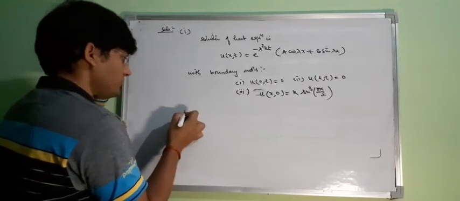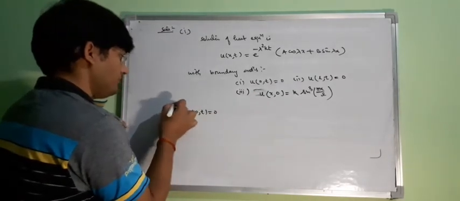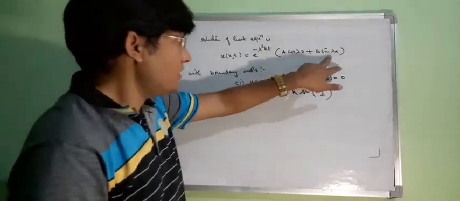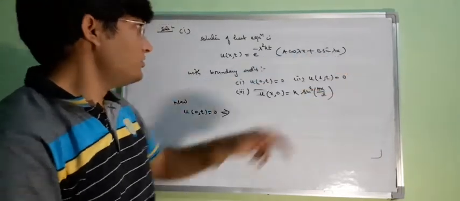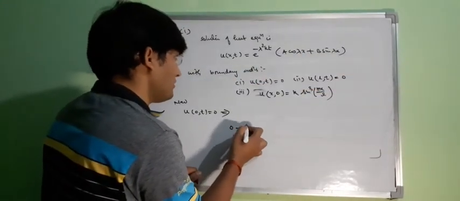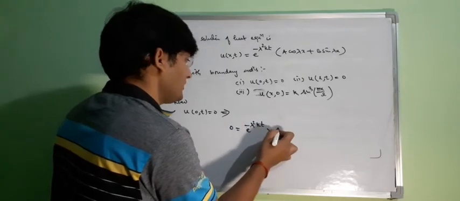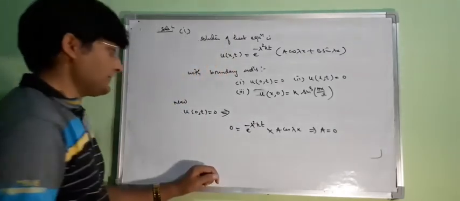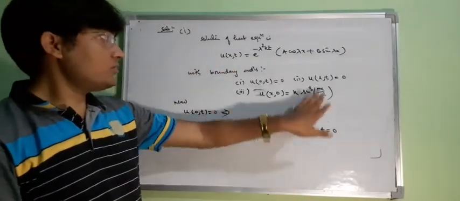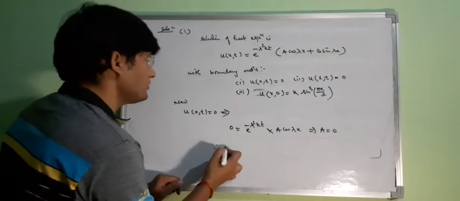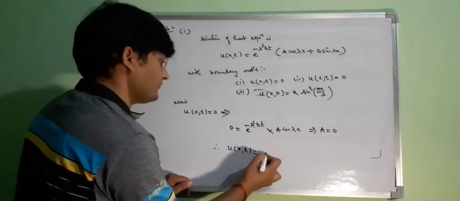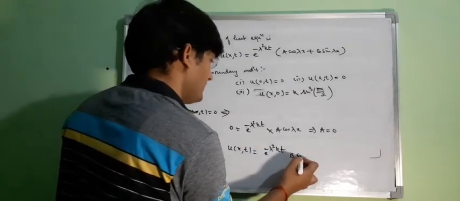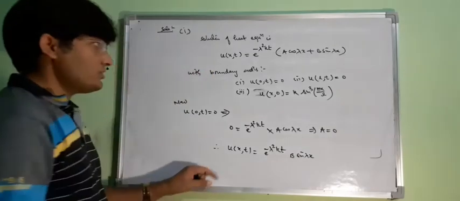So, let us use the first boundary condition. Now, u(0,t), that means when x is 0. Now, if x is 0, then sin 0 is 0. So, we have 0 equal to e power minus lambda square kt into a cos lambda x. So, from here you consider a equal to 0. If a is 0, therefore u(x,t) is equal to e to power minus lambda square kt into b sin lambda x. Now again use the second condition.